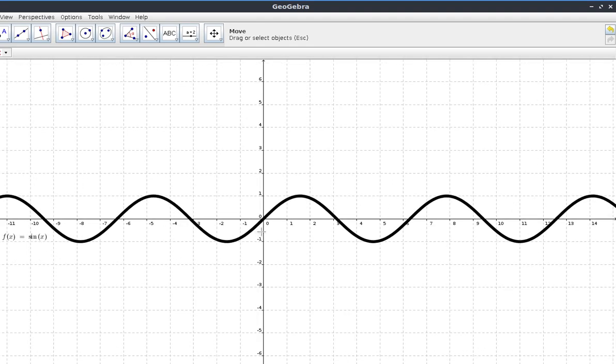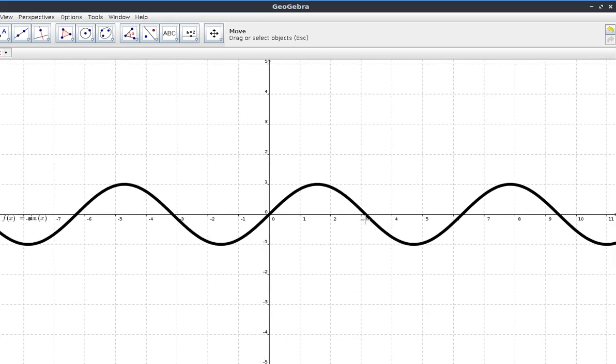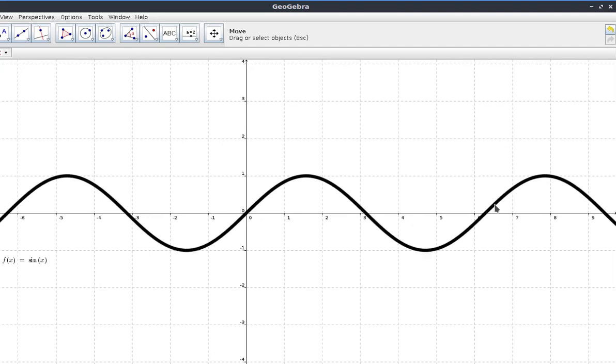Let me zoom in a bit. Now, as you see, the period is 3 point something. It's pi. I mean 2 pi. From here to here, it's 2 pi, which is 2 times 3.14 something. So you see it's a little above 6. Alright?